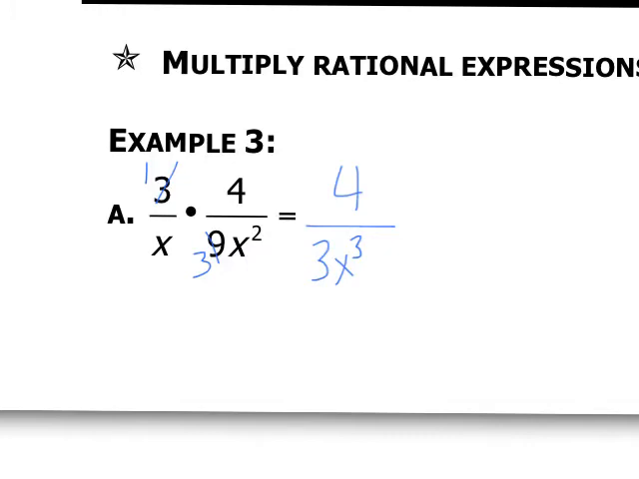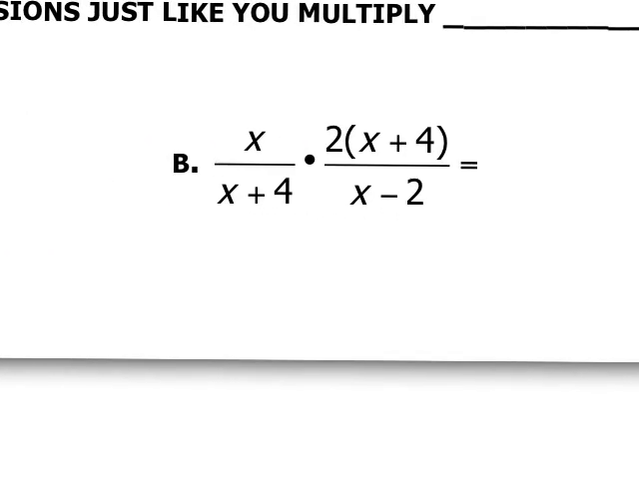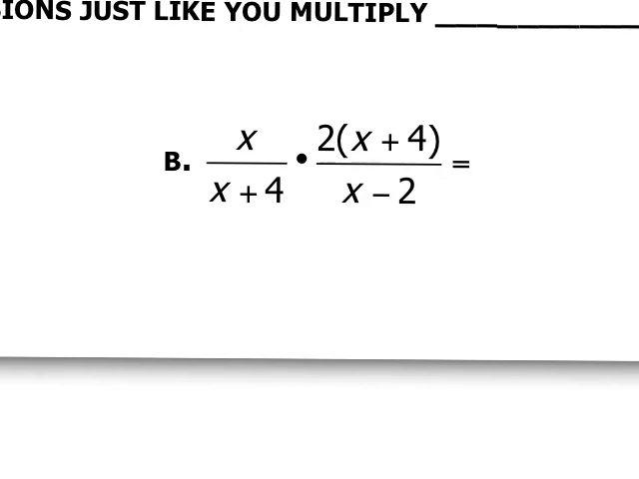Since you took out a 3, you don't have to put that on the outside, like in parentheses? No, because I divided it out of top and bottom. So it canceled top and bottom. It's not like a GCF where I'm just taking it out and putting it outside the parentheses. Okay? All right. So let's look at B.